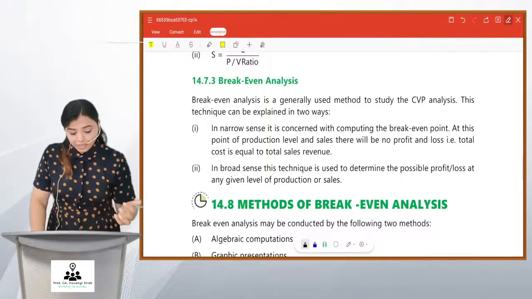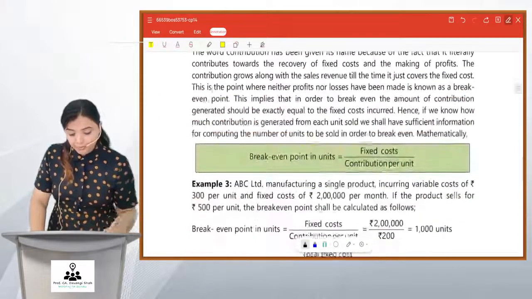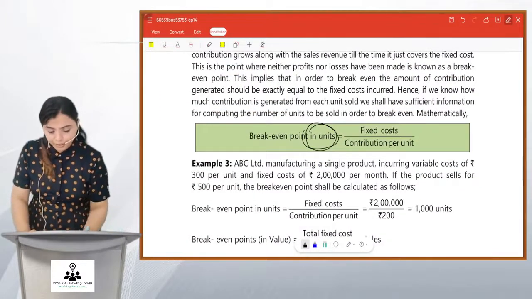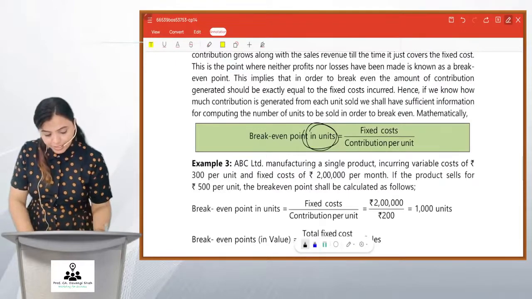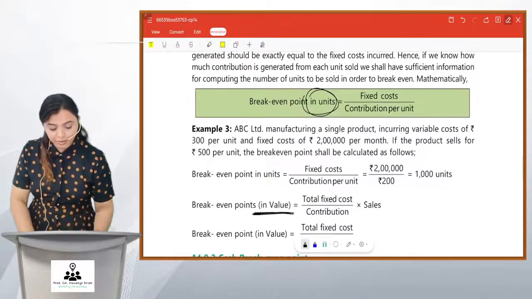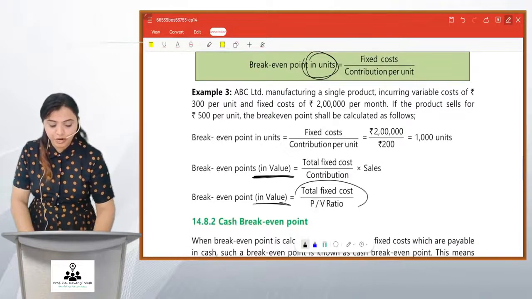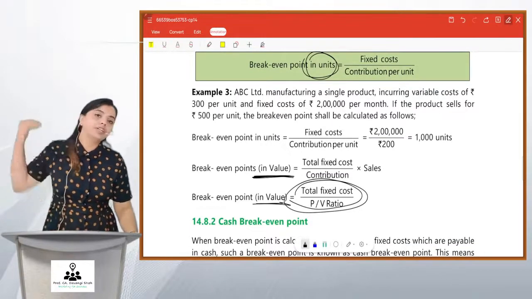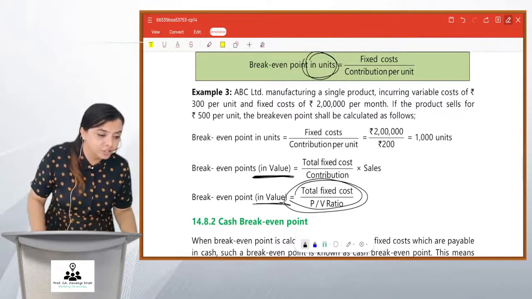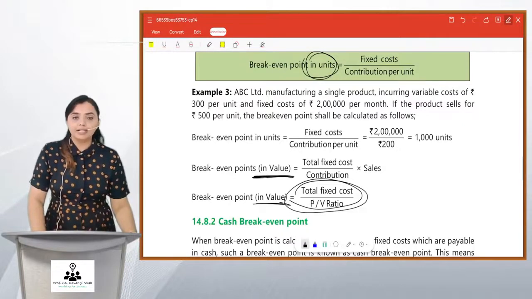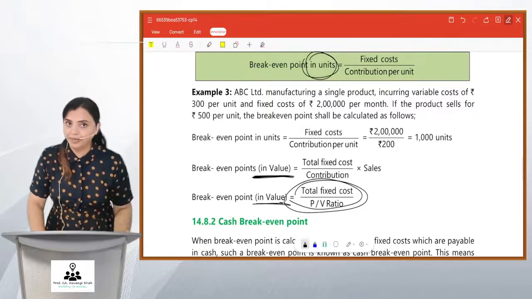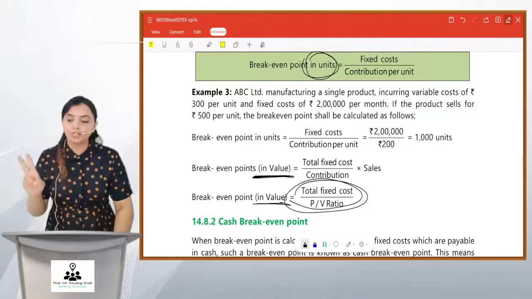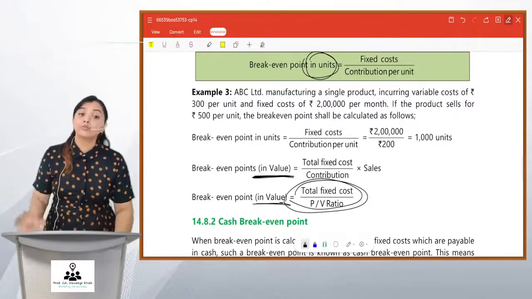So again, there will be two formulas. If you want in units, it will be fixed cost upon contribution per unit. If you want in rupees, in value, friends, it will be fixed cost upon PV ratio. So it is fixed cost upon contribution per unit or fixed cost upon PV ratio. Got it, friends? So this is the formula for BEP. So far, two formulas for contribution, two for PV ratio and two for BEP.